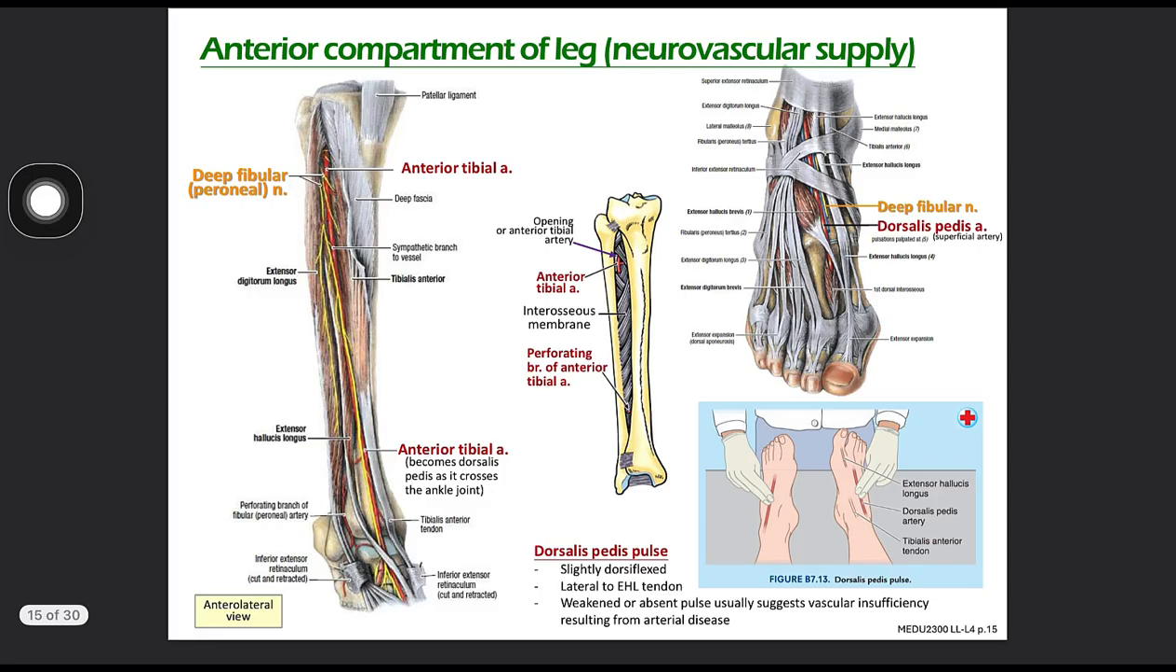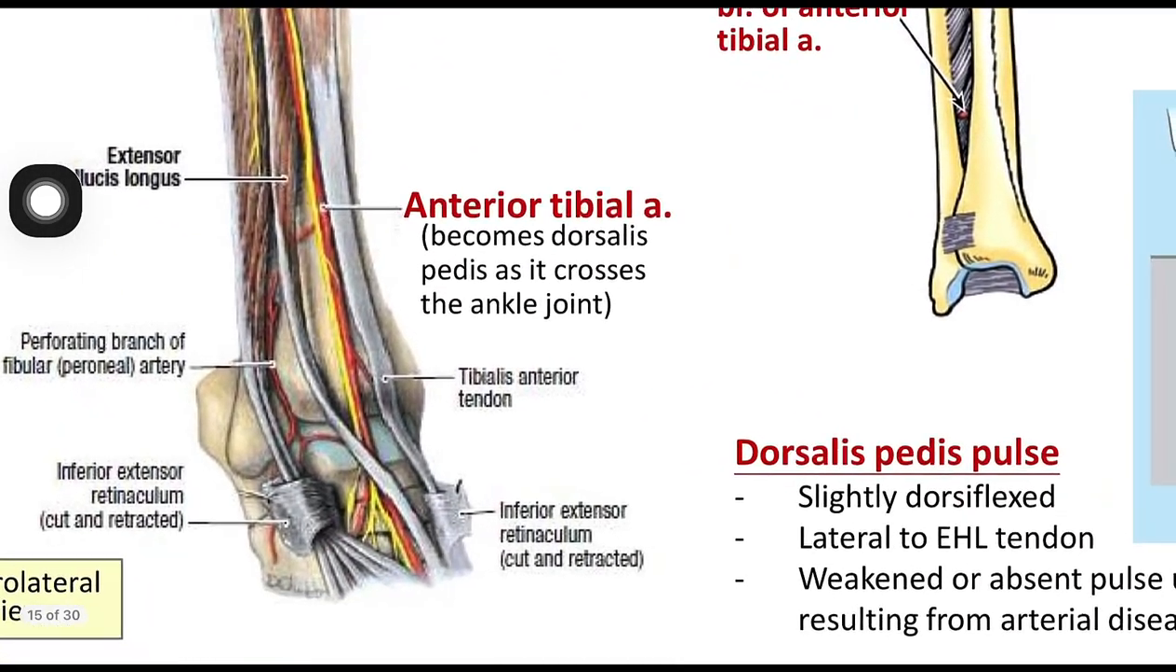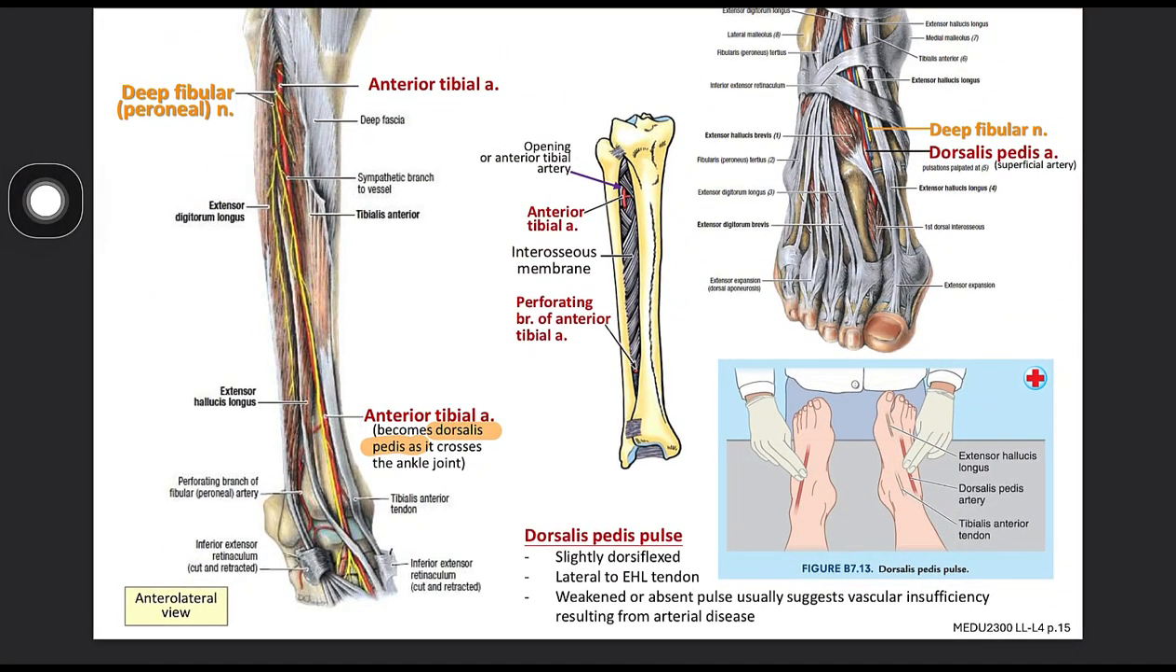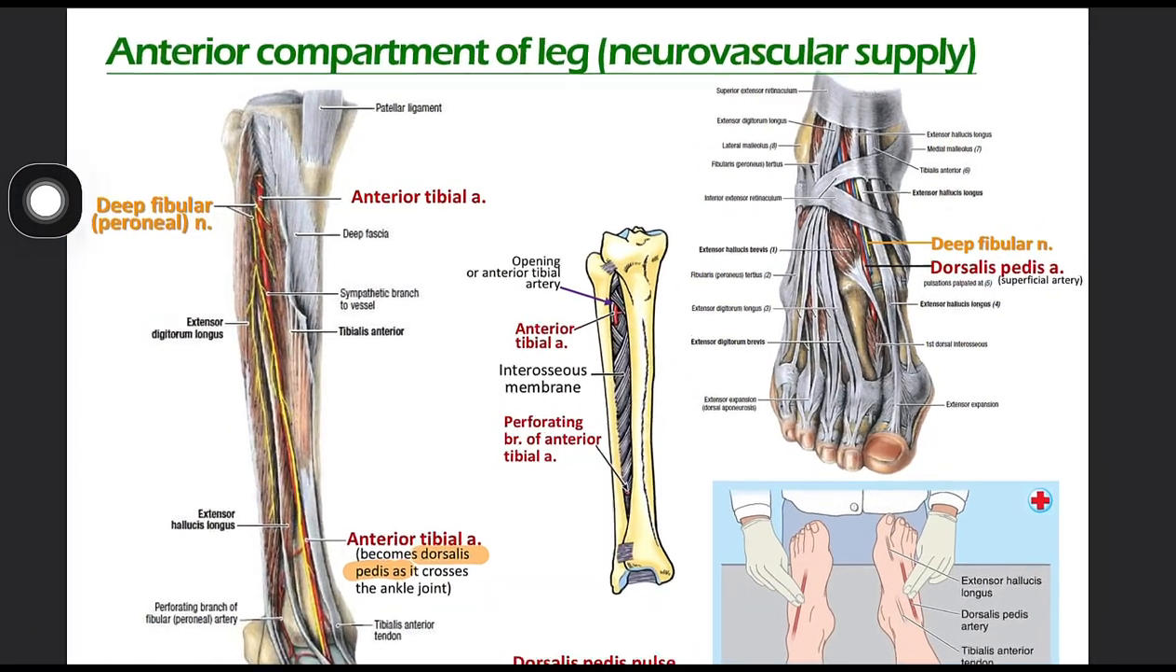Okay, then they travel together, and then this anterior tibial artery will become another vessel called the dorsalis pedis as it crosses the ankle joint, right? So this dorsalis pedis is an important structure that you have to be able to tell, right? Because it is important in many ways. Okay, so let me show you.